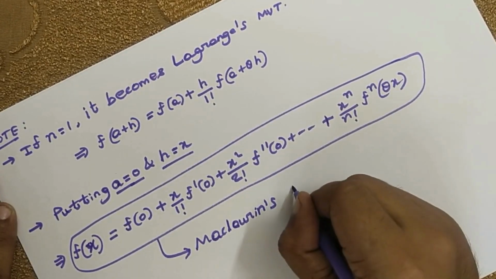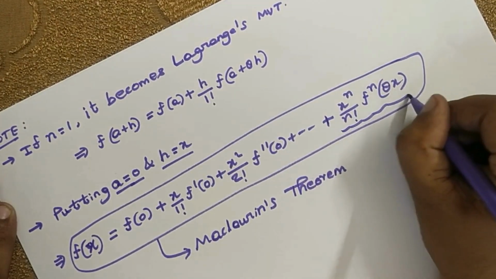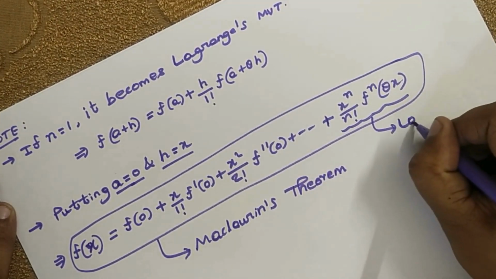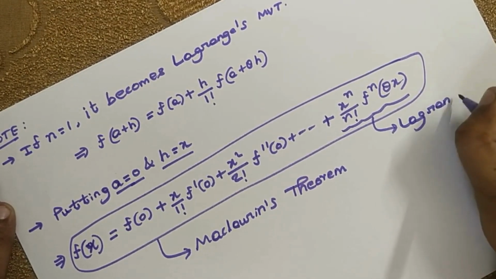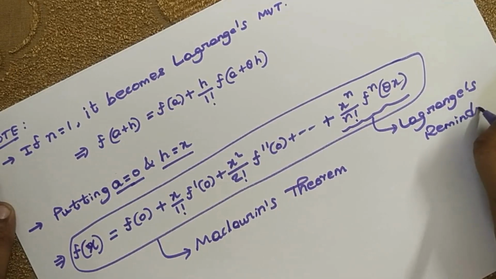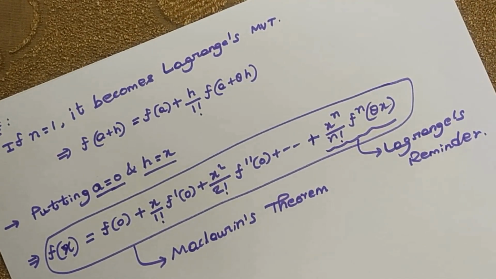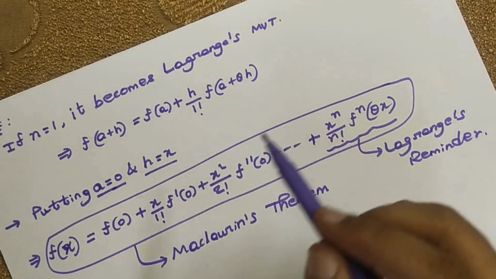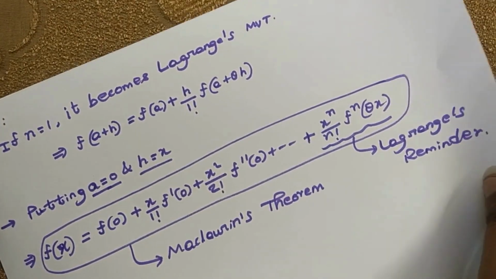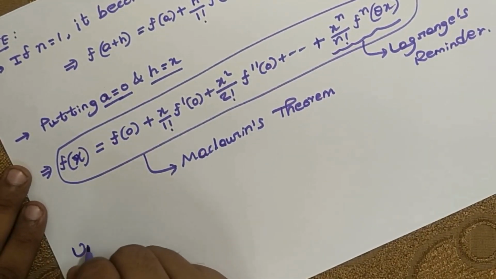Maclaurin's theorem, this indicates the Maclaurin's theorem. Okay, so this last term, as we already said, we call Lagrange's remainder. Lagrange's remainder. Yes, okay, so we are seeing what Taylor's theorem and Maclaurin's theorem mean. So let's go into this.